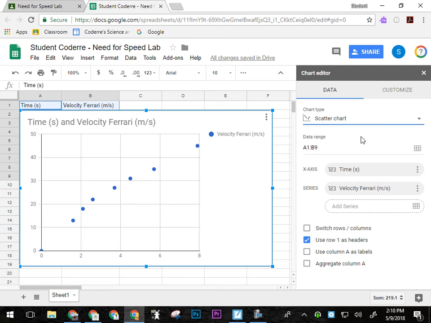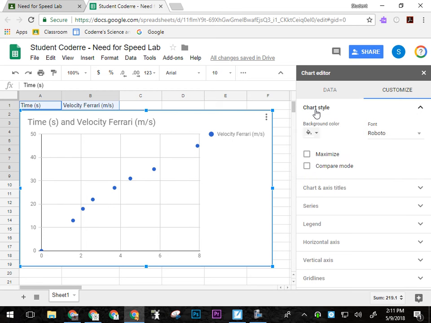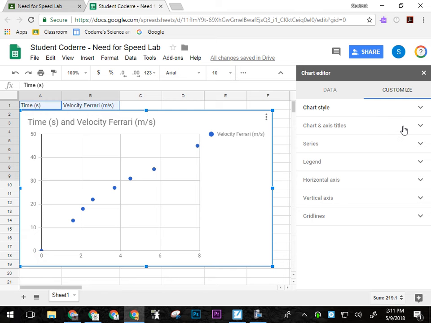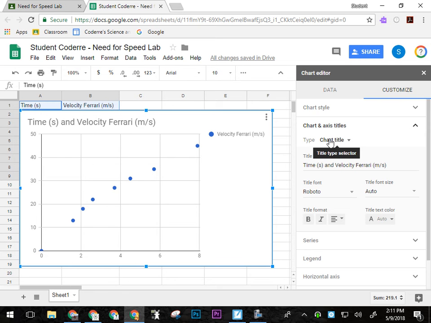Now, obviously, we need to make this graph look a little bit better. So we're going to go over to Customize. This is where we can put in our titles and things like that. We don't need to do anything with chart style because it's fine. But we're going to change the chart title to Ferrari, velocity versus time, with capital letters. Now I've got the title in there.